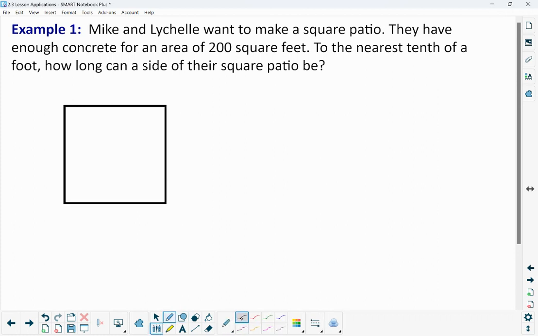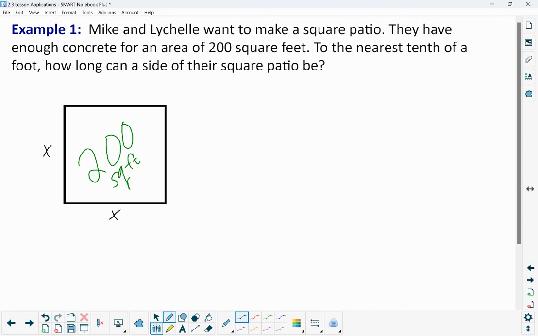One thing we know about squares is that all of the sides of the square are the same. So we'll call the side length of this square x because we don't know how long it is. In fact, that is what we're trying to figure out, how long can that side of the square be? Well, if all the sides are the same, then this side is also that same length x. We know that the area of this patio is 200 square feet. They have enough concrete to make it 200 square feet.